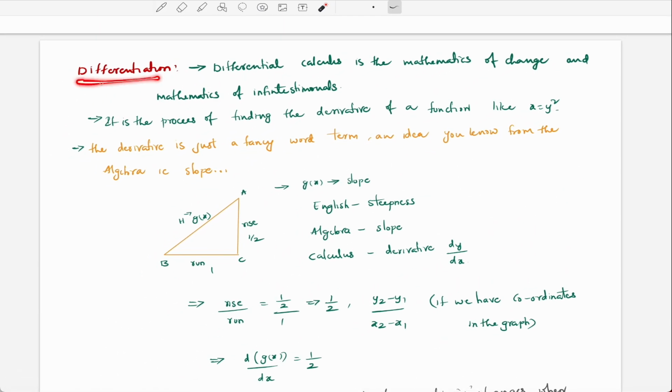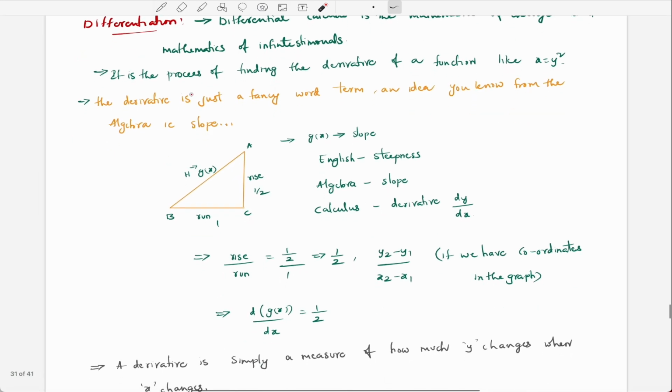So I just want to discuss differentiation. In a previous introduction lecture I gave a great introduction to differentiation, so I just want to recapitulate what I said there. Differentiation calculus is the mathematics of change. What does mathematics of change mean? How much x changes when y changes. These are related: if this changes, this also changes, right?